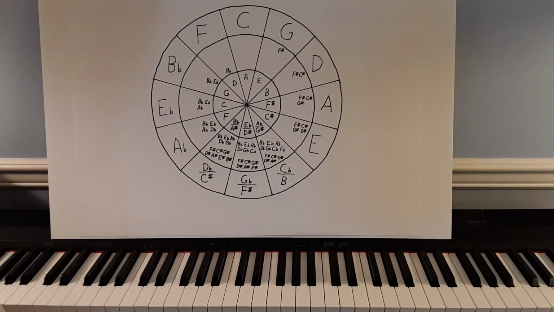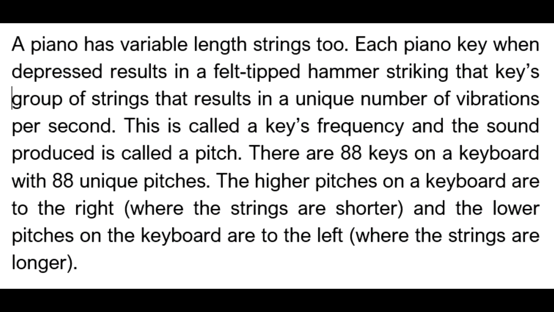A piano has variable length strings too. Each piano key, when depressed, results in a felt-tipped hammer striking that particular key's group of strings that results in a unique number of vibrations per second. This is called a key's frequency, and the sound produced is called a pitch. There are 88 keys on a keyboard with 88 unique pitches.